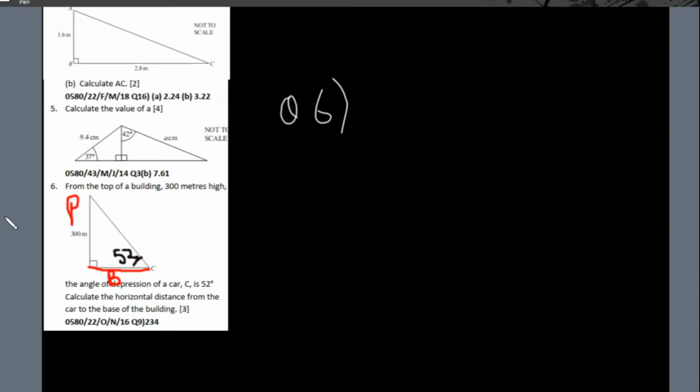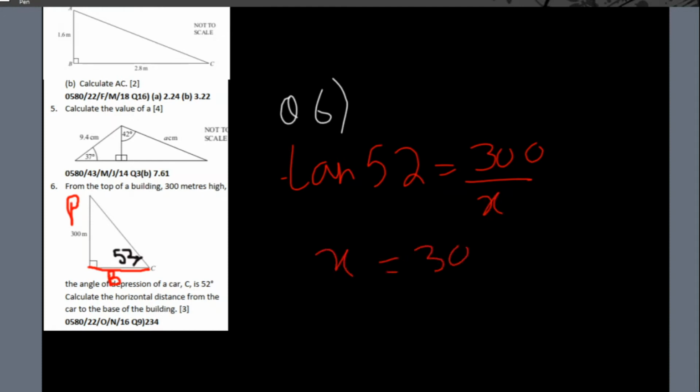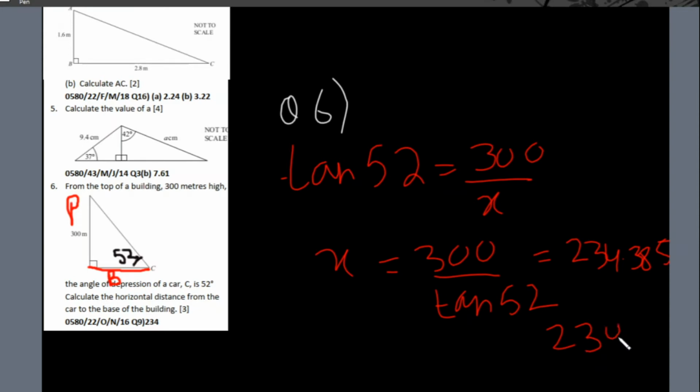So we'll use tan theta. Tan 52, tan theta is equal to perpendicular over base. So to find x, we'll do 300 over tan 52. In our calculators, enter 300 divided by tan 52, which gives us 234.385, and correct to 3 significant figures, this becomes 234.